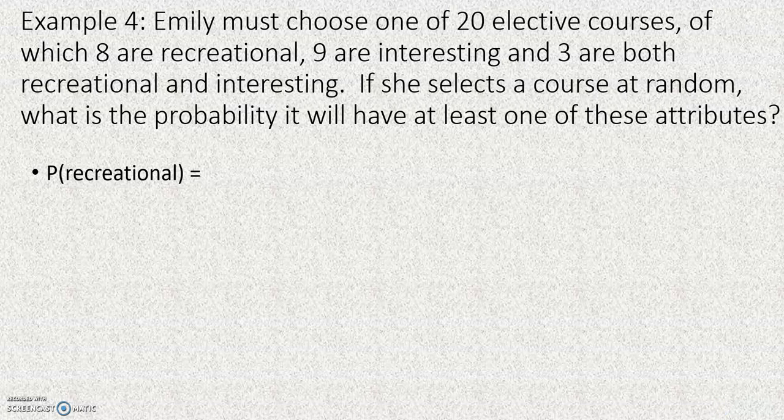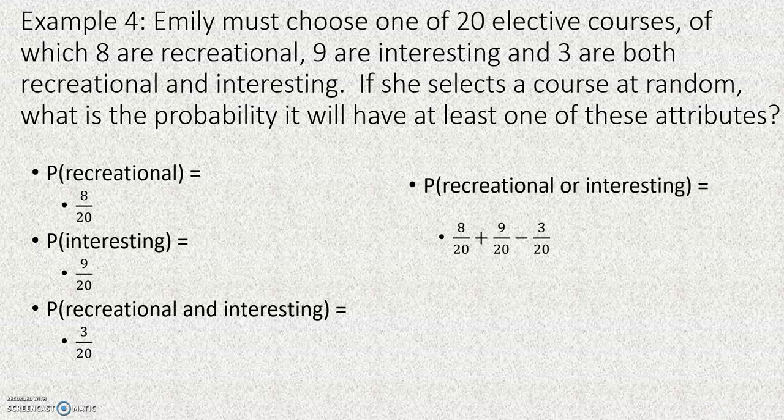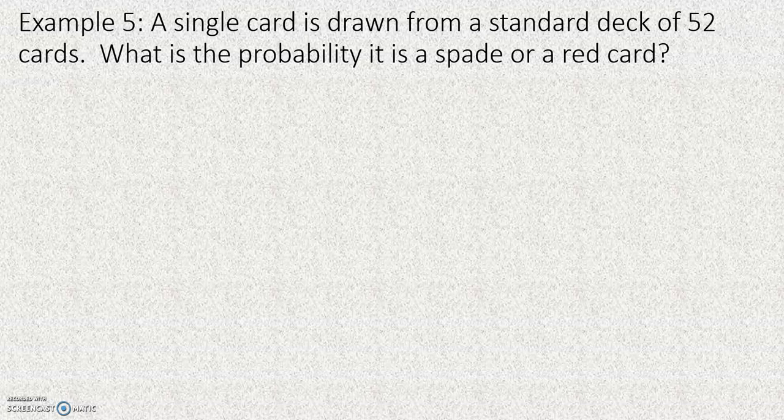Probability that it's recreational is 8/20. Probability that it's interesting is 9/20. Probability that it's recreational and interesting is 3/20. So the probability that it's recreational or interesting is 8/20 plus 9/20 minus 3/20, 14/20, which is 7/10.